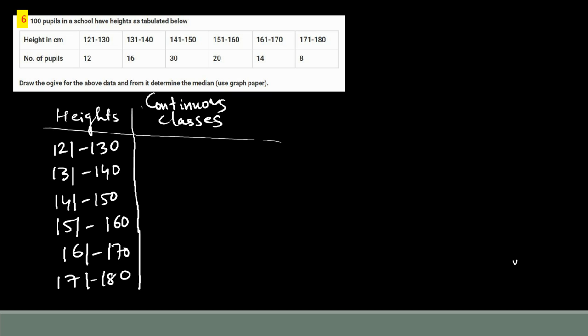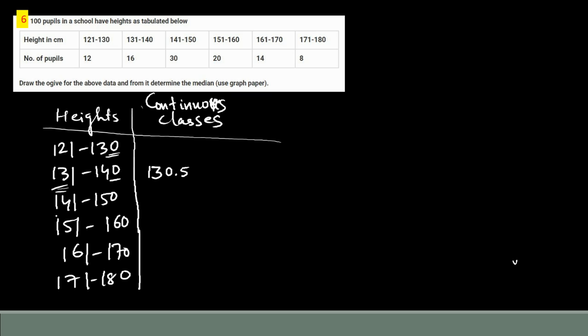Continuous classes. So how will you make these continuous classes? This is 131, right? So you will make this 130. What is the average of 130 and 131? 130.5, right? So we'll make this 130.5.